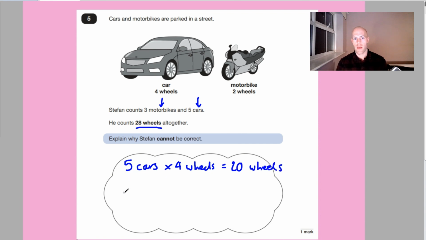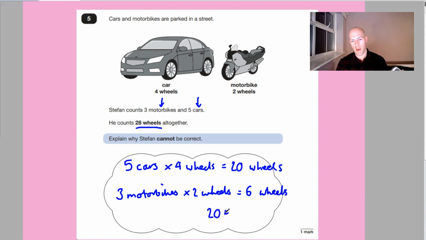And then 3 motorbikes. 3 motorbikes times 2 wheels equals 6 wheels. 20 add 6 equals 26, not 28.